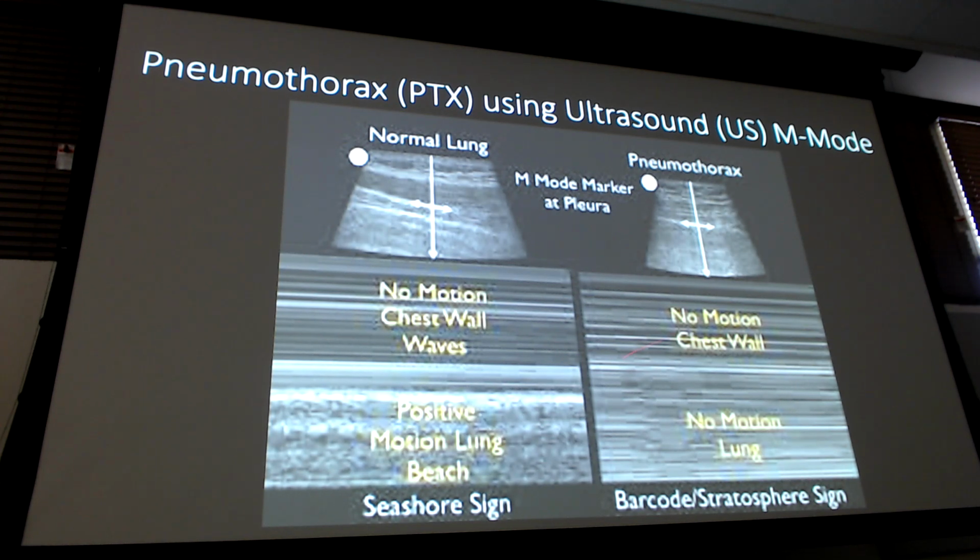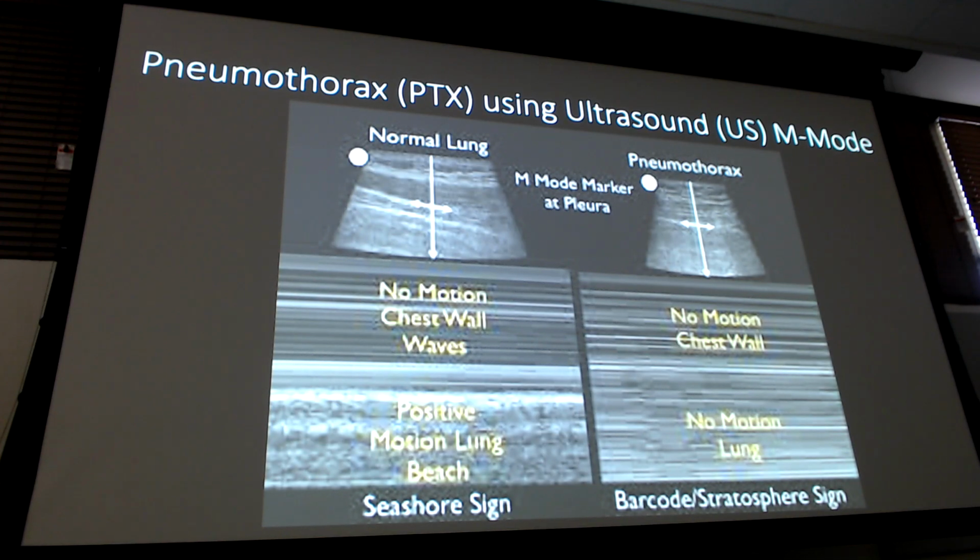If I get barcode sign, where it just looks the same across the board, that means it's not detecting motion. That means my parietal layer and my visceral layer are not touching. It can't see the motion. There's air between those. That's a positive pneumothorax. Okay? Barcode sign, positive pneumothorax.